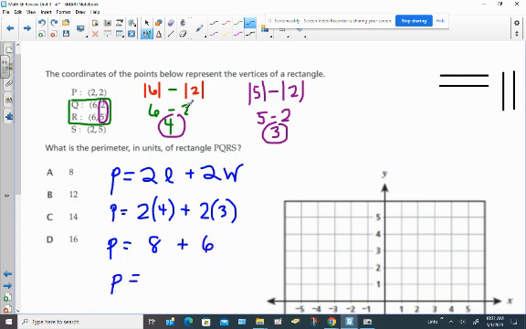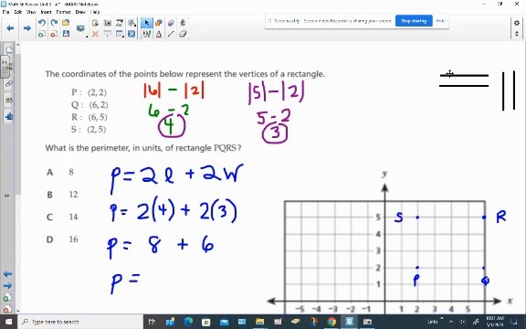Now, if this idea of absolute value and getting distance between 2 points didn't work for you, then what do those folks have to do? They have to actually plot the points. If we plot point P and go over 2, up 2, that puts us there. Point Q, we'd go over 6, up 2. R, over 6, up 5. And S, we would go over 2, up 5.